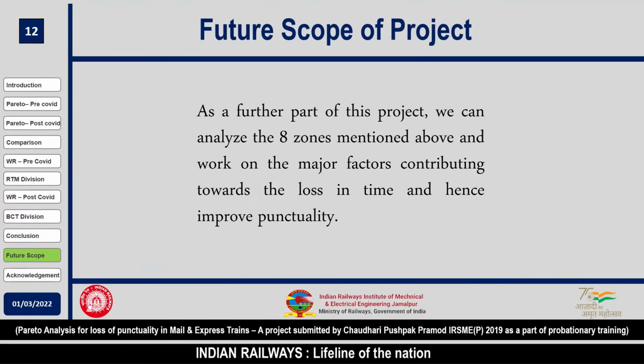Future scope of this project. As a further part of this project, we can analyze the 8 zones that were mentioned above and work on the major factors contributing towards the loss in time and hence improve punctuality. As these 8 zones are contributing to 80% of the delay over the Indian Railway network, so out of the 16 zones, if we work on these 8 zones, then we can improve the efficiency by a greater factor. So analyzing these 8 zones in detail, division wise, month wise and failure wise, would obtain a great analysis report and would aid in taking decisions.